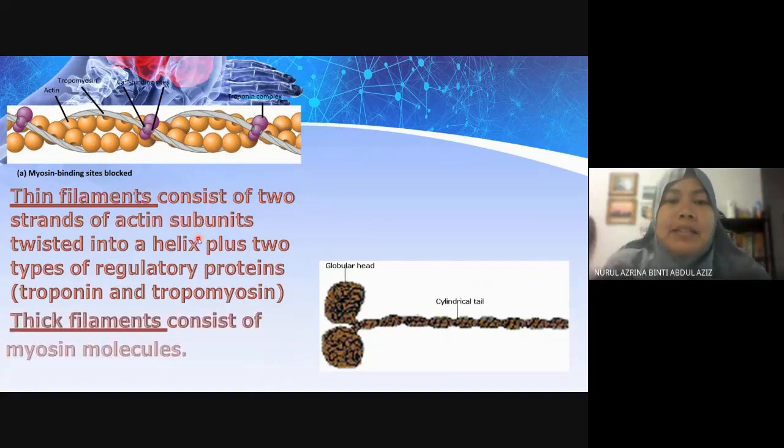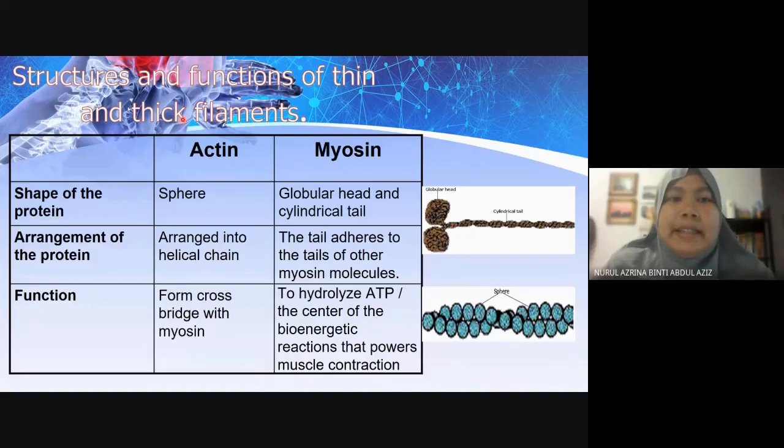Okay, as for thick filament, you can see the thick filament consists of myosin molecule. So this is myosin molecule, which also proteins make up of globular heads structure there. It has globular heads and cylindrical tail. Okay, right. All right. As for the detailed structure and function of actin and the thin filament and the thick filament. So remember, the thin filament is made of actin subunit and the thick filament is made of myosin subunit, right?